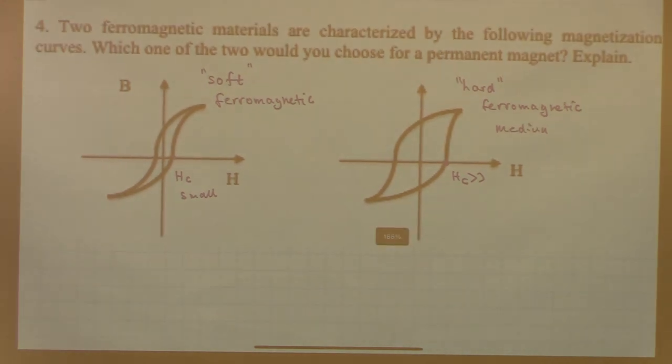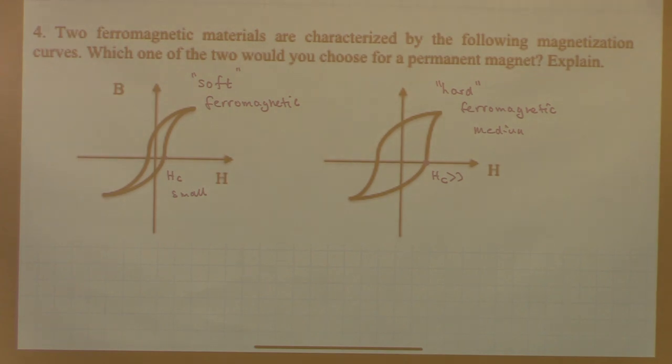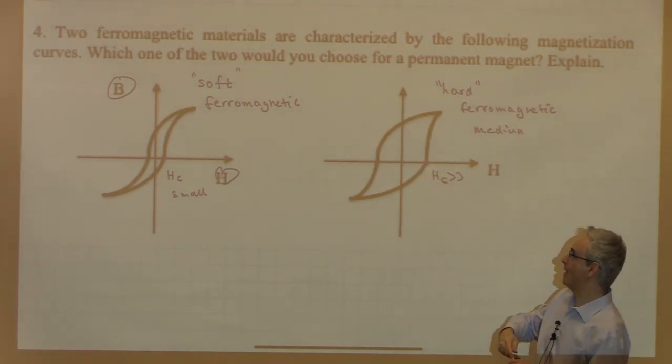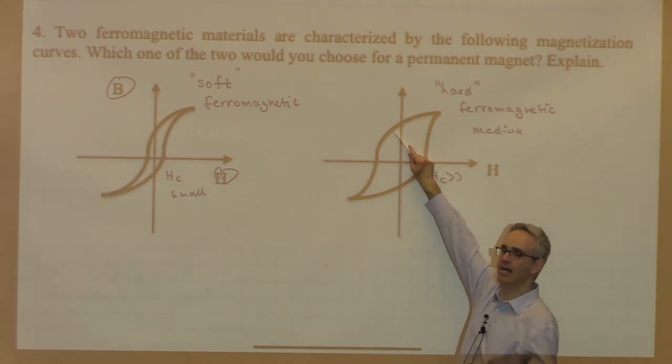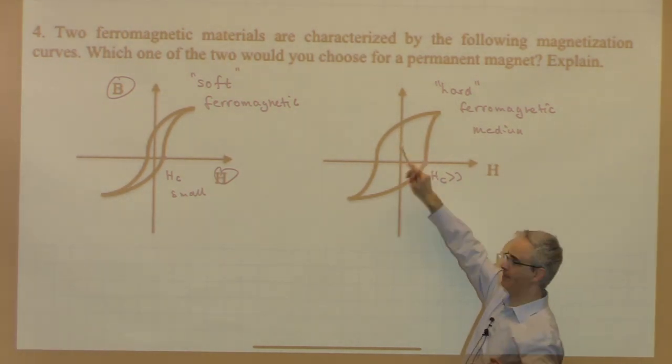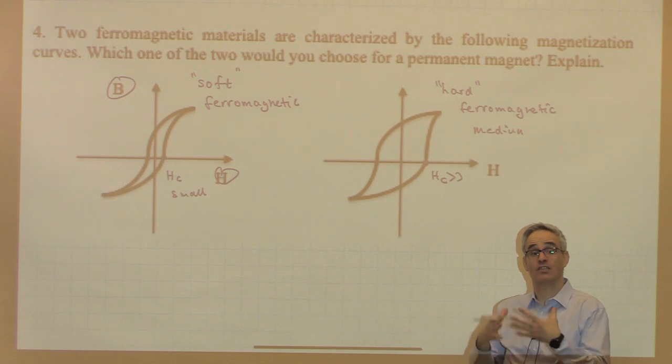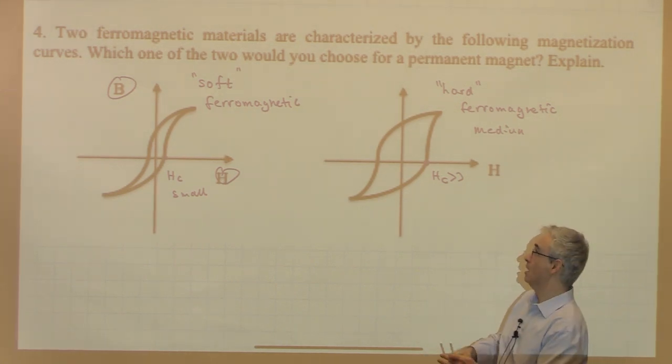So this question appeared in an exam a few years ago, and it says, two ferromagnetic materials are characterized by the following magnetization curves. These are another term to describe this hysteresis curve. Which one of the two would you choose for a permanent magnet? So the conclusion, really, the takeaway point from these two curves is that this one, once you buy a magnet, the magnet operates at this point because you buy it without a coil. You have a core, that means that there is no magnetic field intensity, but there is flux. And that flux comes because of this strong alignment of the magnetic dipoles inside the magnet. So you're operating at this point.